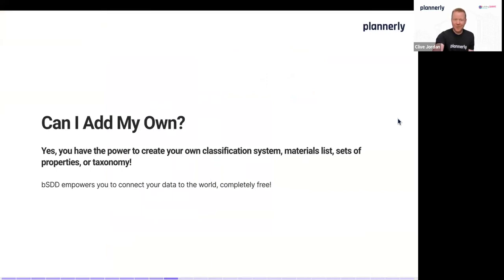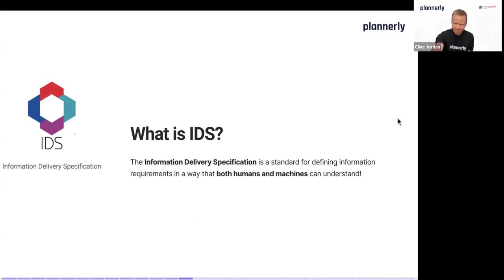You can also add your own data to it. So if you think about this online repository, this store of really rich and powerful sets of classification systems, material lists, properties, etc., it's actually something that you as a team could also supply. So you could provide that data to the world, and it is completely free as long as it is provided in an open way. And there are some really great resources on the Building Smart website to be able to understand how to do that.